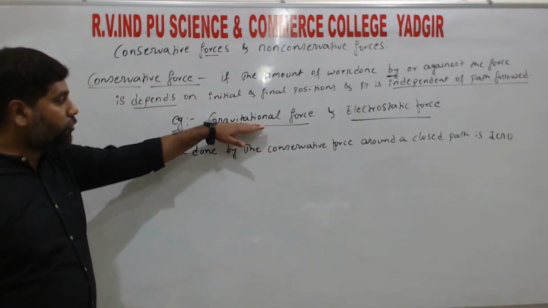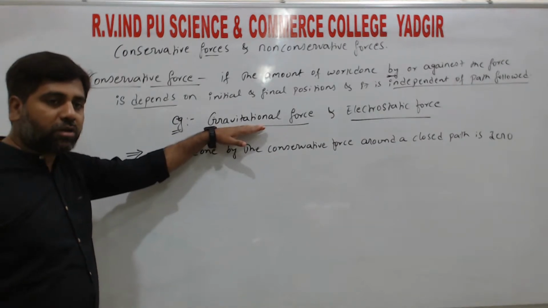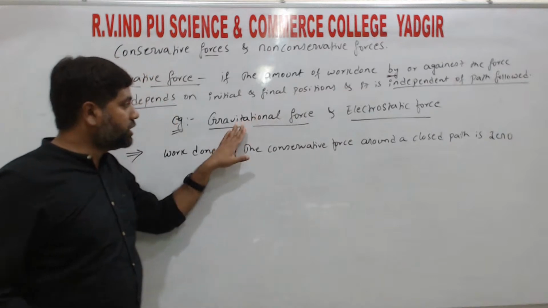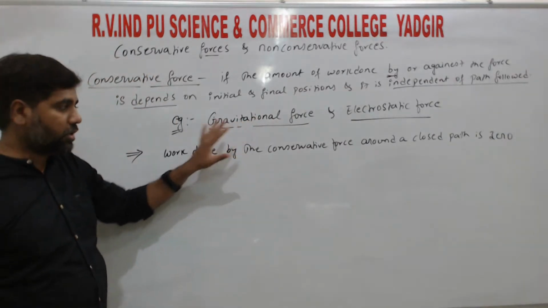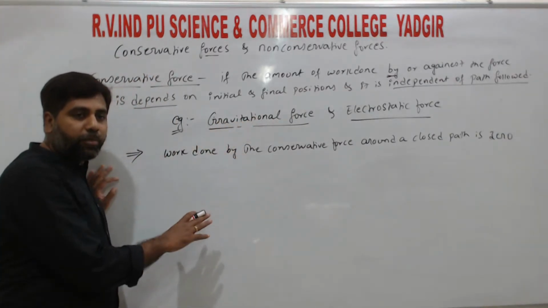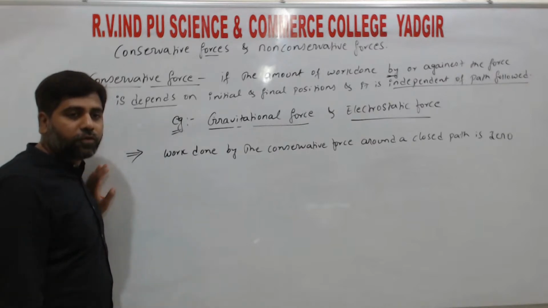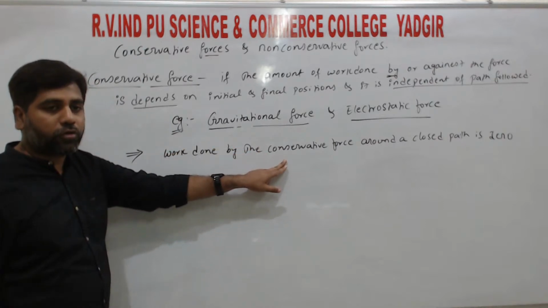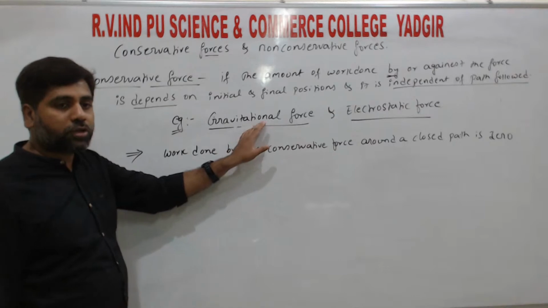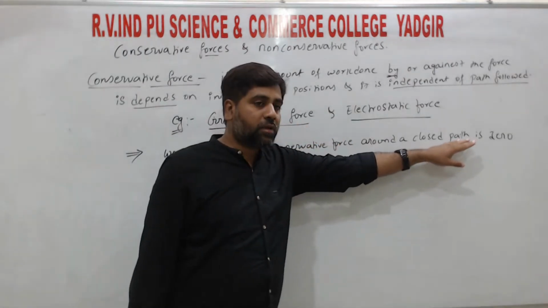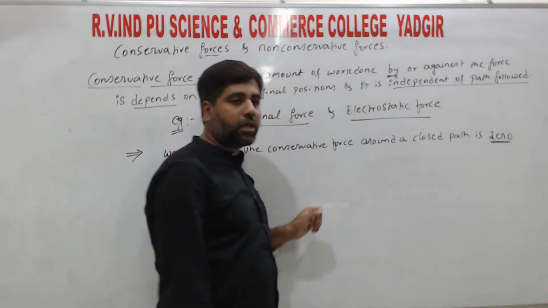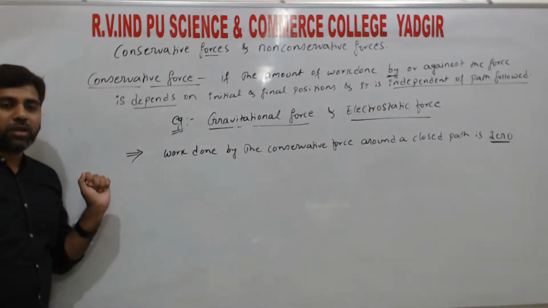Examples of conservative forces are the gravitational force or the electrostatic force. We are not studying the electrostatic force, only the gravitational force, so any force which depends on the initial and final position of the object, in such a case we call it a conservative force. So the work done by the conservative force or the gravitational force around the closed path is zero. This is very important. Around the closed path the work done is always zero, right?